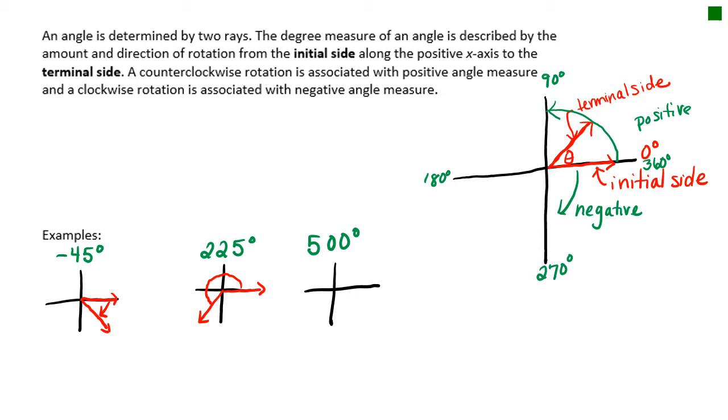All right, 500 degrees. So I'm going to go 360 degrees. And then, let's see, 500 minus 360 is 140. So I'm going to go 90 plus another 50 degrees. So about to there. All right, so that's a 500 degree angle. So I went 360 and then another 140.